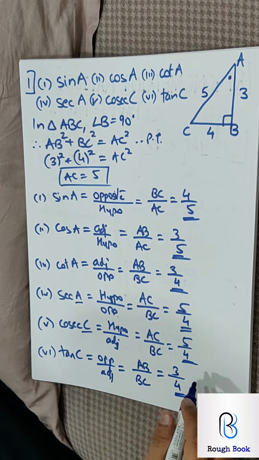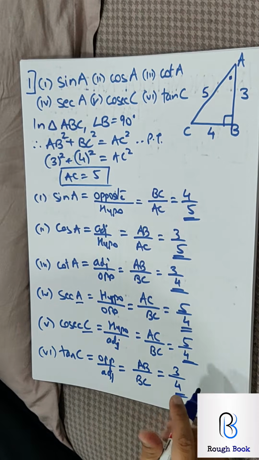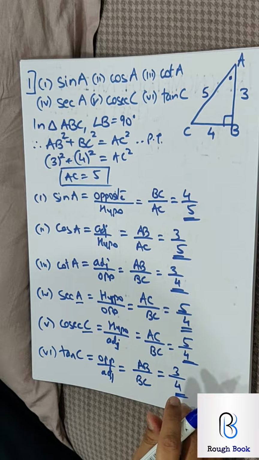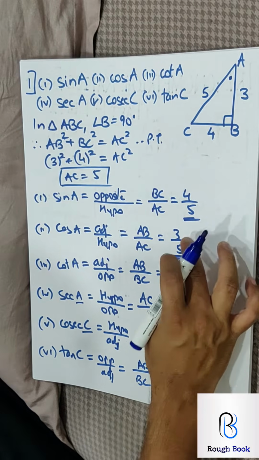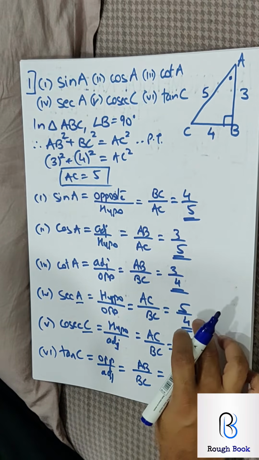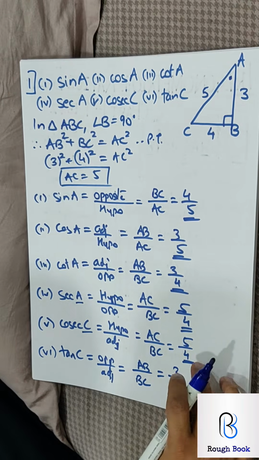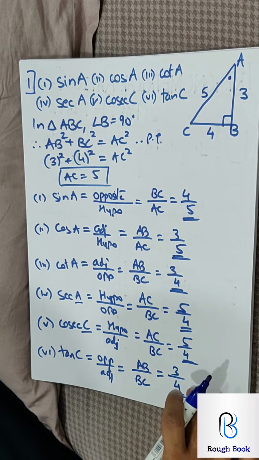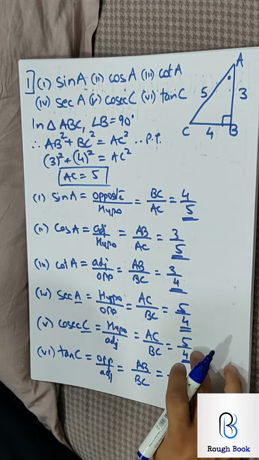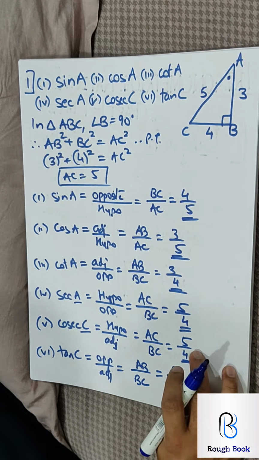Yeah, how many hands go up? Got the entire sum correct. Entire sum with no mistakes. 4 by 5, 3 by 5, 3 by 4, 5 by 4, 5 by 4 again, and 3 by 4.